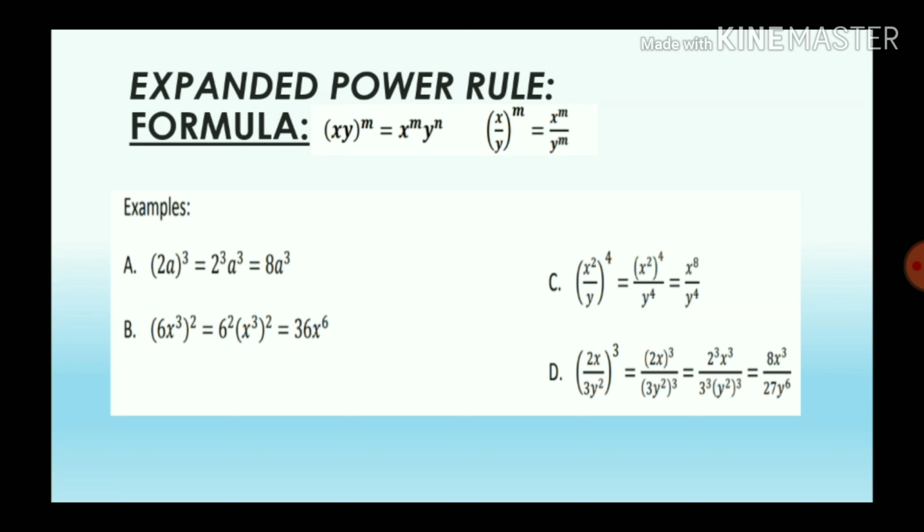B. 6x to the power of 3, all to the power of 2 is equal to 6 to the power of 2, times x to the power of 3 to the power of 2, is equal to 36x to the power of 6. C. x to the power of 2 over y to the power of 4, all to the power of 4, is equal to x to the power of 2 times 4 over y to the power of 4.